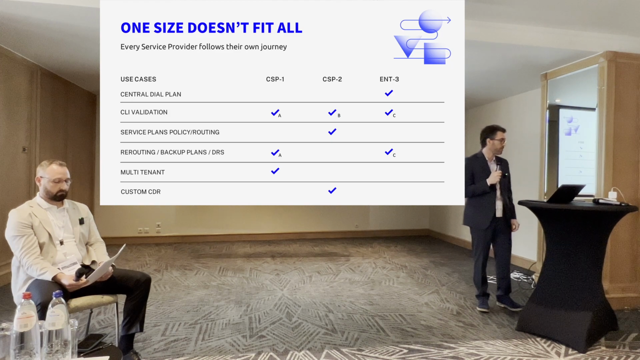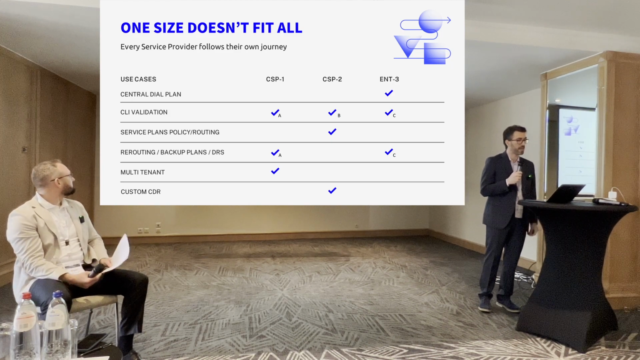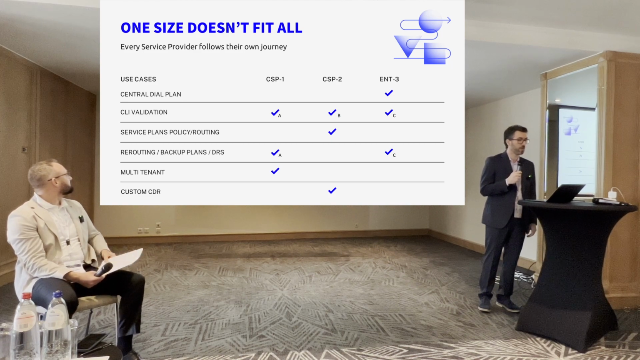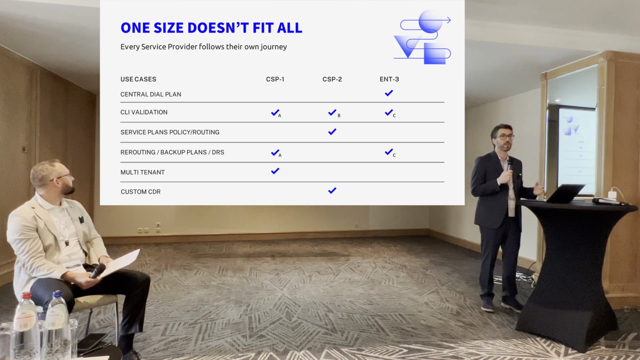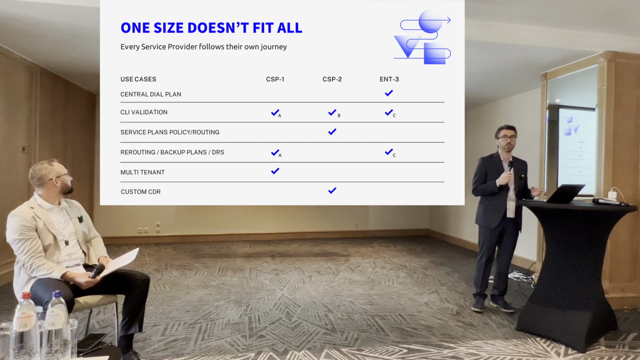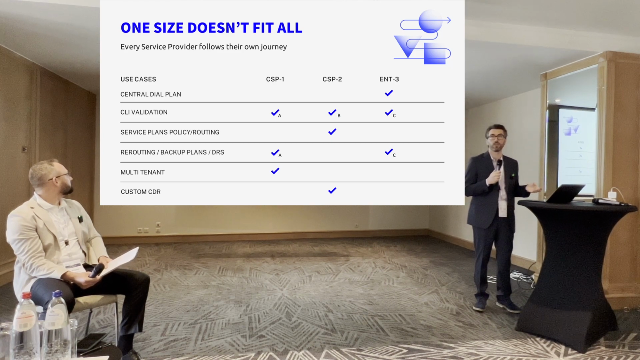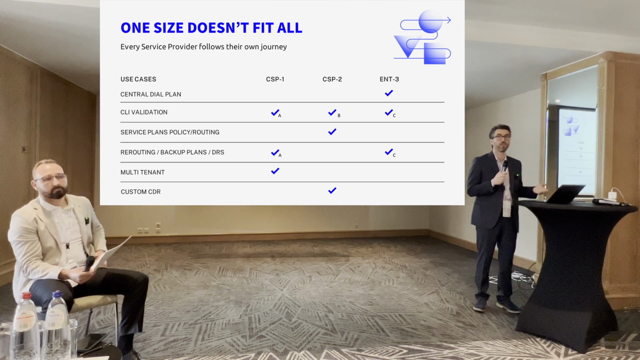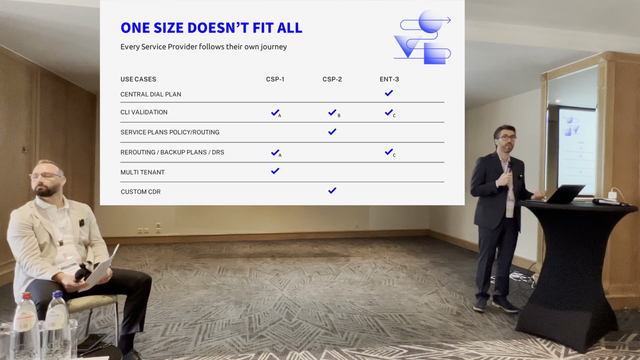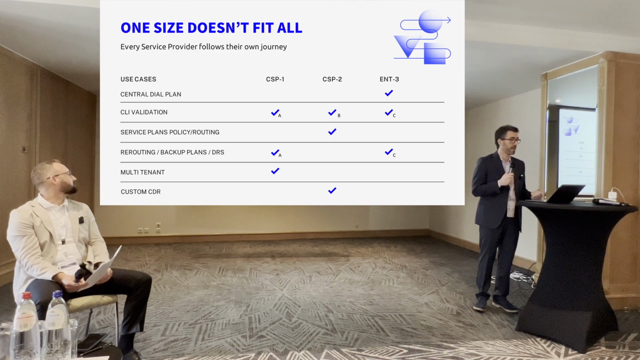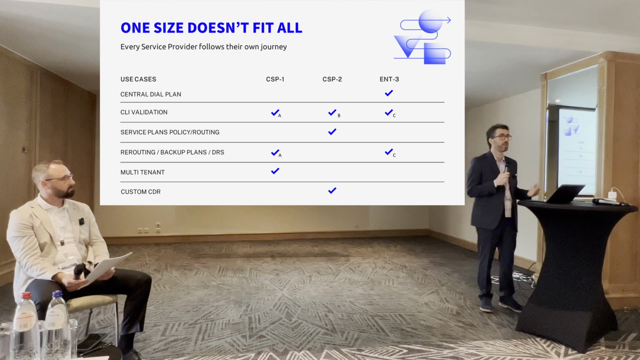So as you can imagine, it's not just one size fits all, but rather the opposite. From experience, we've seen service providers mapping their requirements in terms of routing in a very different way, one to another. And not just in terms of selecting the features that you're running on the routing level, but also the flavors. So for instance, we might have different service providers doing CLI validation in a very different way, or rerouting backup plans and disaster recovery service in a very different way from one another.